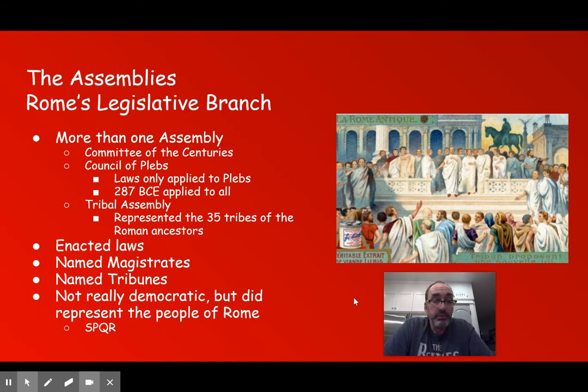We haven't talked about tribunes yet. It wasn't really democratic, but they did represent all the people of Rome. When you see the acronym SPQR, Senatus Populusque Romanus, that's the Senate and people of Rome, that's what it stands for. So the assemblies saw themselves as serving the Senate and people of Rome. Let's go to the next one.